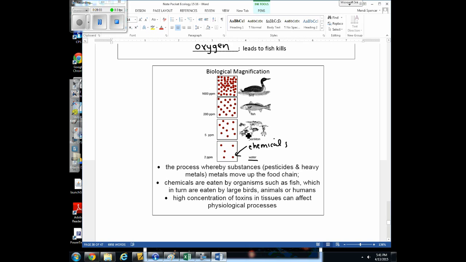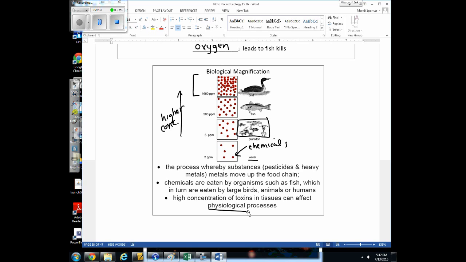Now, as your upper level carnivores eat these organisms, what happens is you end up with a higher concentration of these chemicals in these upper level organisms. This higher concentration in their tissues. And when the concentration reaches certain levels, it can actually cause disruptions to homeostasis. It can affect different physiological processes that are taking place in those organisms.